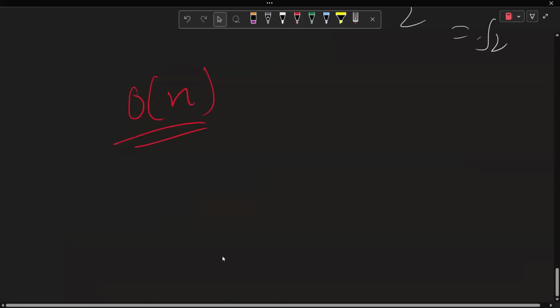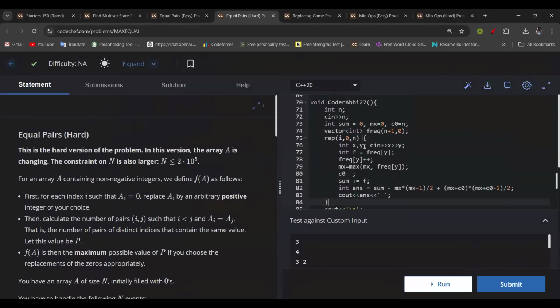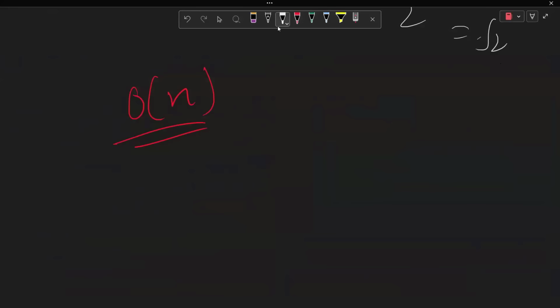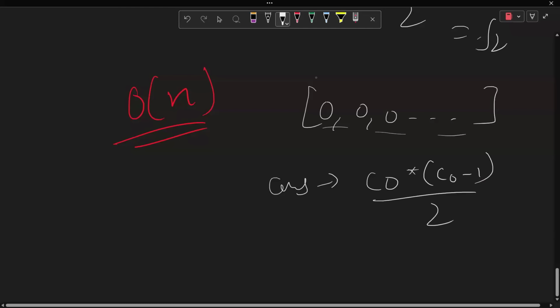So I hope the logic is clear. So we can look at the code. Then it would be more clear how I am doing this updation thing. Okay, so here one thing is that initially my array was all zeros. So for my initial array of all zeros, what would my initial answer be? For all zeros, my answer is just replace all these zeros by some value. Any value. So the frequency of all the zeros, if it is C0, it's C0 into C0 minus 1 by 2. That's your initial answer for all zeros.